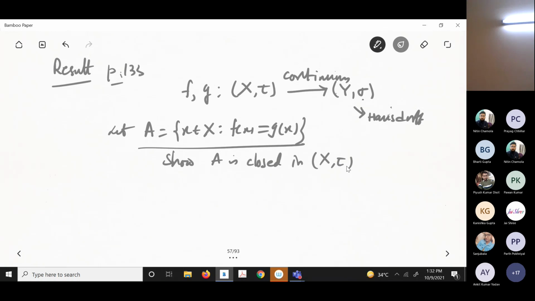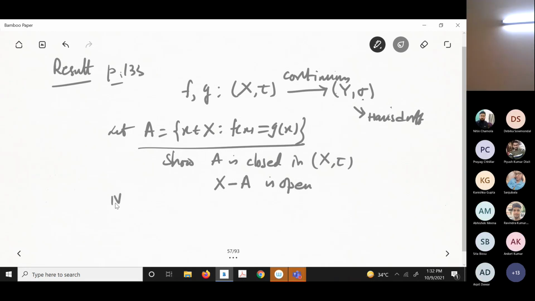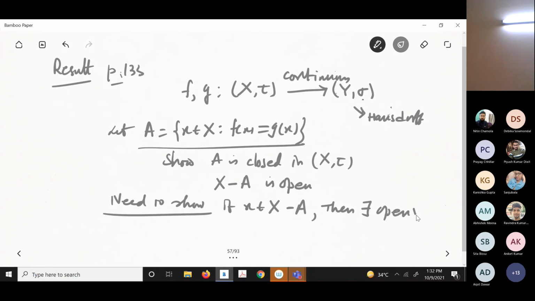Well, right now I have not given you many tools for topology on that. A is closed means I need to show that X minus A is open. And I have given that, though I didn't prove it: X minus A is open if and only if each point is an interior point. That means I need to show that if x belongs to X minus A, then there exists an open set U in X tau such that... I am showing each point is an interior point. This I need to show.